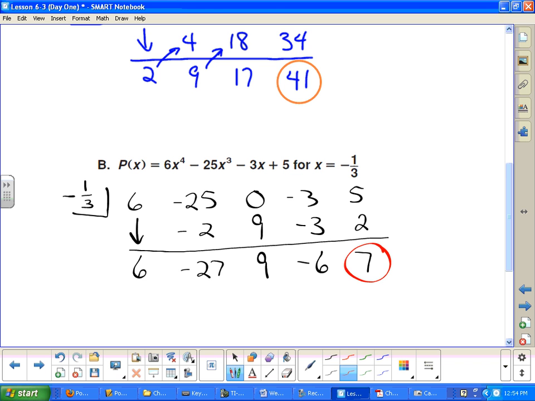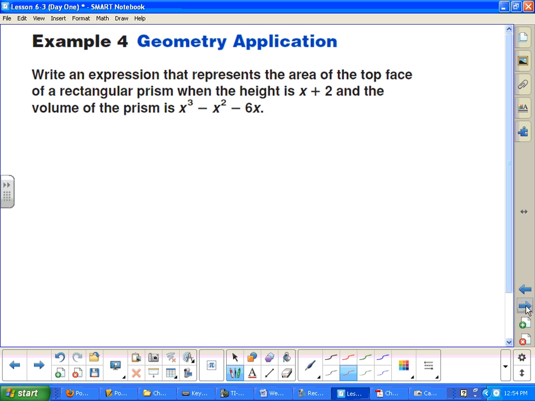All right, one more, and then I'll let you go to work. Okay, we have a geometry application problem we're going to do.